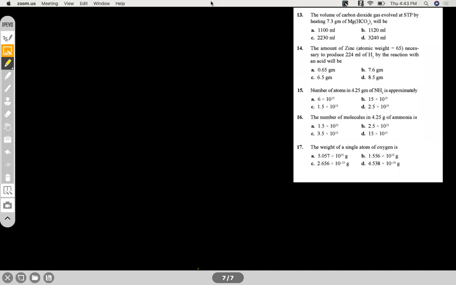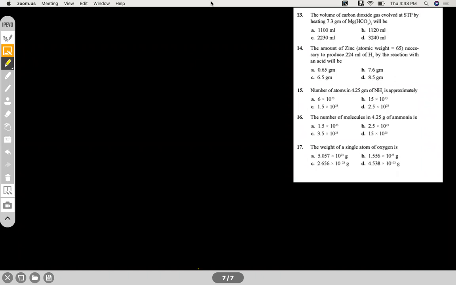See, the first question we have: the volume of carbon dioxide gas evolved at STP by heating 7.3 gram of MgHCO3. To solve this question, you should know the reaction. That information you should have. And that is the problem with chemistry. To solve such questions, you should have some prior information. If you do not know that, you will not be able to do it.